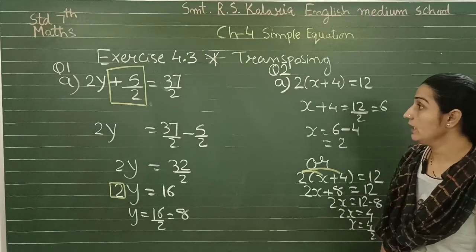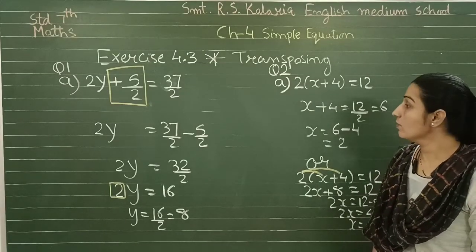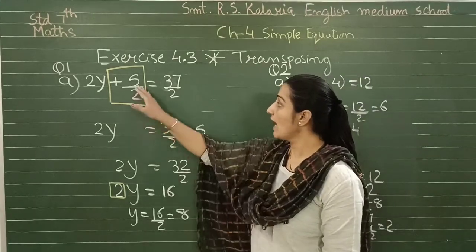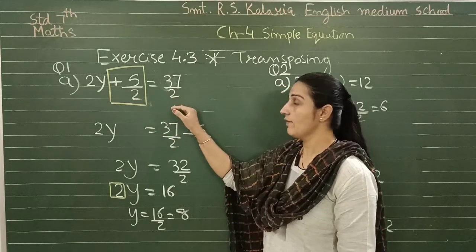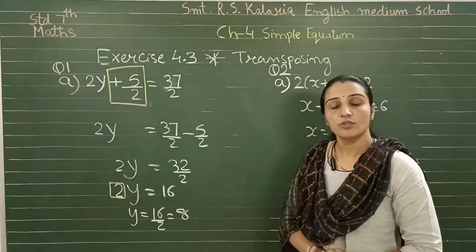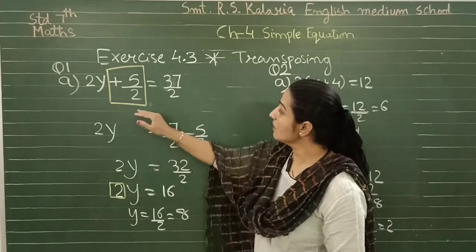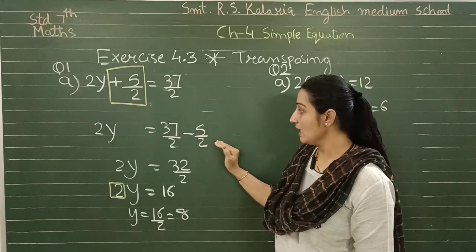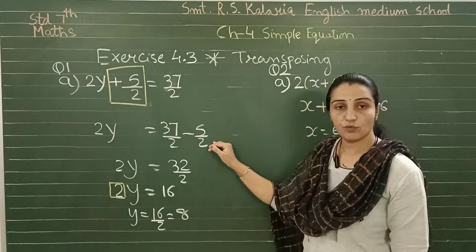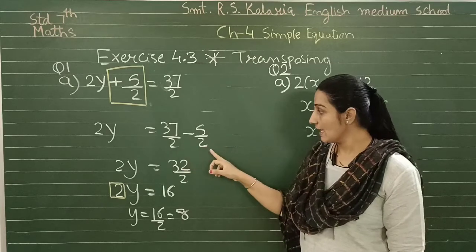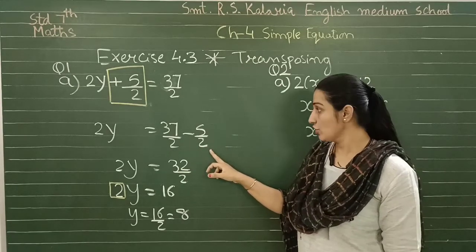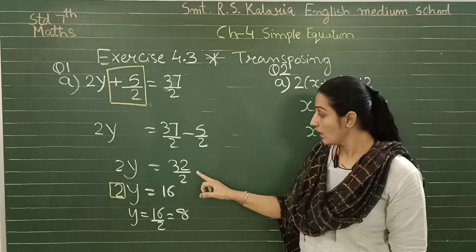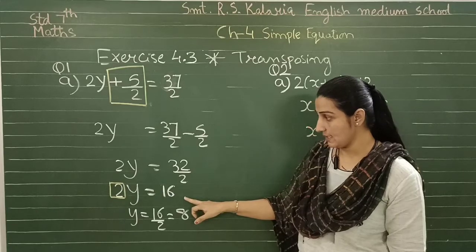Exercise 4.3, solve the following using transposing method. Question 1a, 2y plus 5 upon 2 is equal to 37 upon 2 is our question. So first we will transpose this plus 5 upon 2 from left hand side to the right hand side, so it will become minus 5 upon 2. As it is a like fraction, we can do the subtraction directly, that is 37 minus 5 is 32 upon 2. Now what is this? 32 upon 2 is 16.